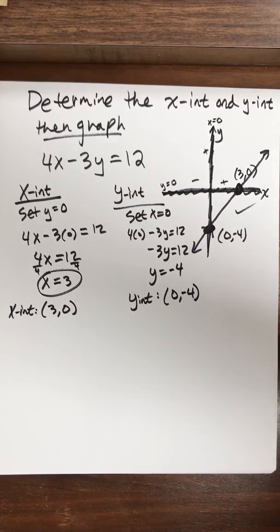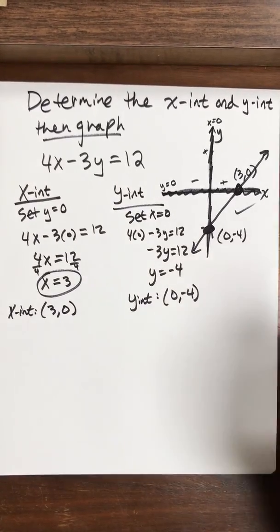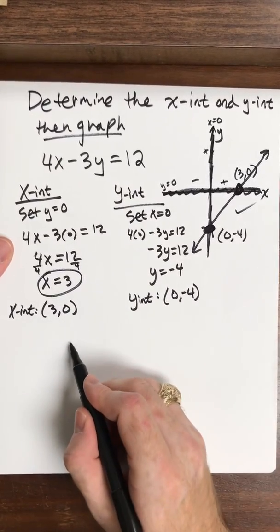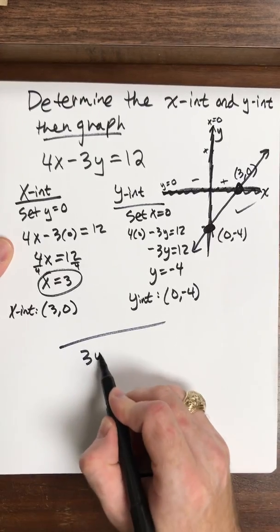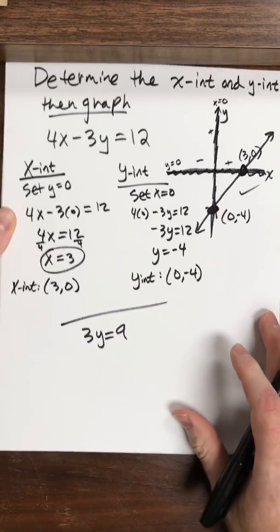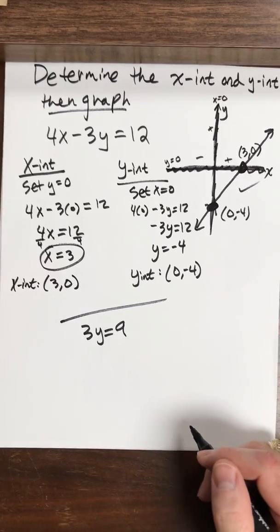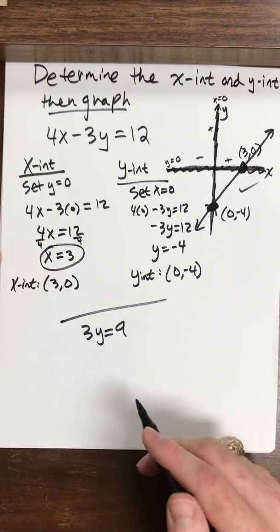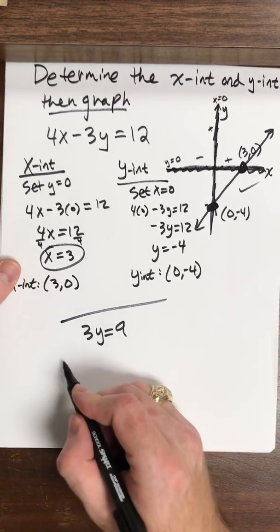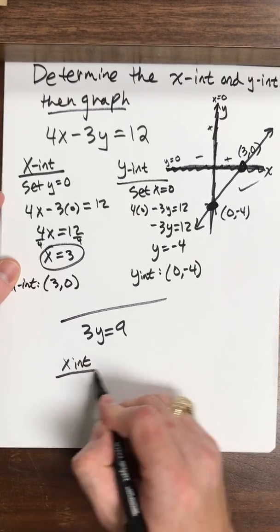Sound good? Cool. Now, there's one other type. Say you had an equation that was like 3y equals 9. Okay, there's no x's here. To get the x-intercept, what do I do?